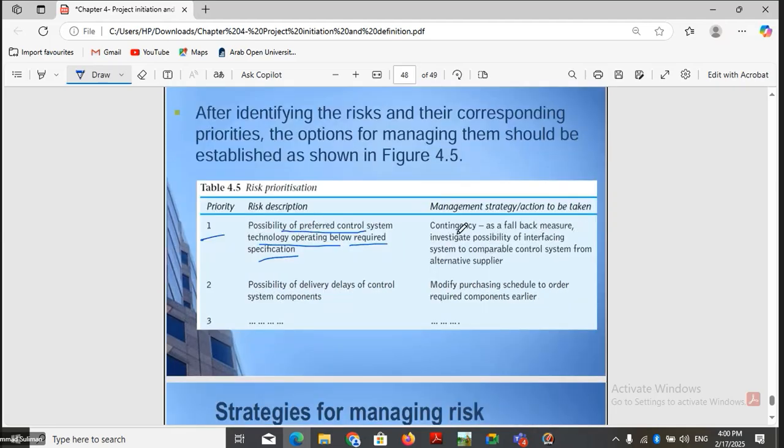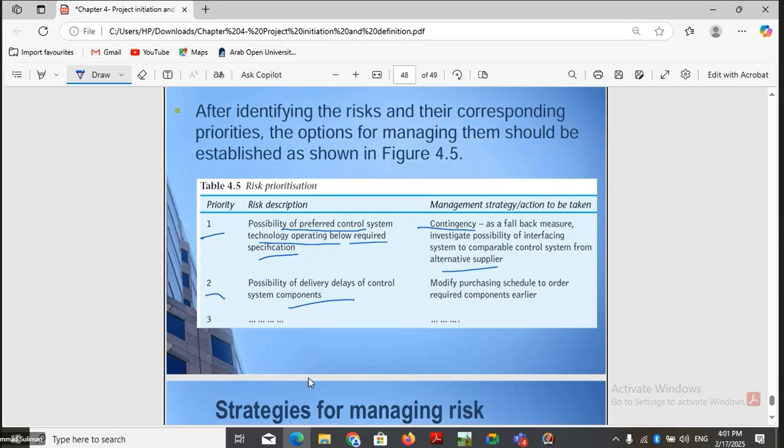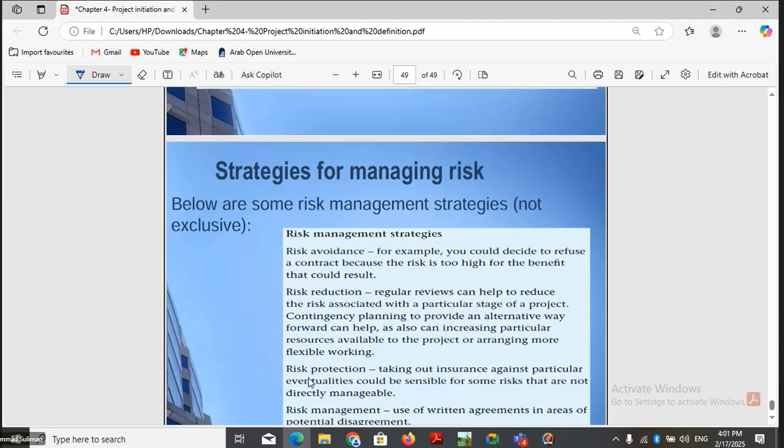And what is the action to be taken? We can have contingency planning, right? Or any alternative planning, right? Find an alternative supplier, for example, to handle such risk. Similarly, the next risk is of medium, and the next can be of low category. So we can prioritize these risks, right?